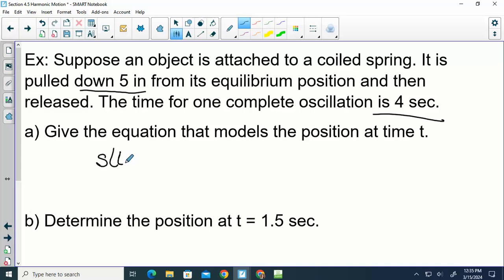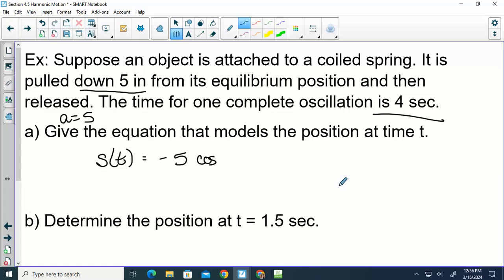Notation: usually position, they call it s at time t. First we have to decide, is this a sine or a cosine function? Sine starts at its center. If I pulled this down and was holding it and then I let go, did it start at its center? No, it's cosine. Now cosine starts at its high point. If I pulled it down, it would be a negative, so we know it's a negative cosine. Now our amplitude: how far down did we pull it? 5. So our amplitude is 5, and it's a negative 5 cosine.